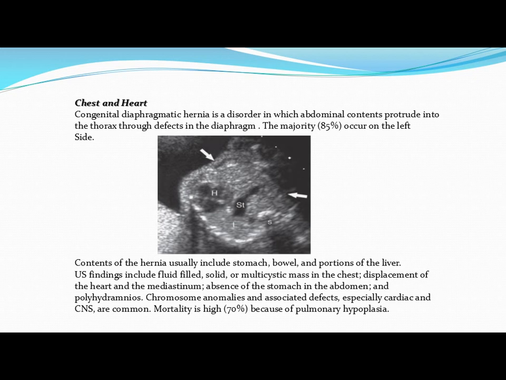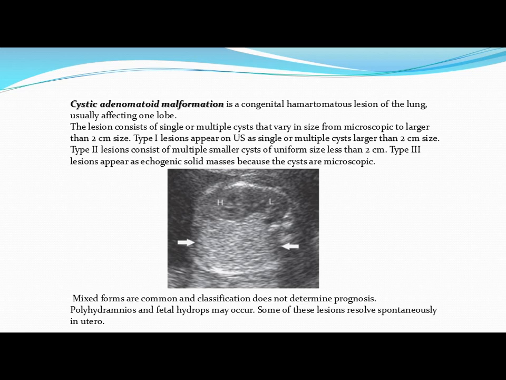Okay? Next. Cystic adenomatoid malformation, we have type 1, type 2, type 3. Multiple cystic structures in the chest of the baby can be very small so that you cannot see them, just an echogenic mass, or can be less than 2 centimeters or more than 2 centimeters. So usually you just see an echogenic mass in the chest. It is due to CCAM. And mixed forms are common. This also can happen.